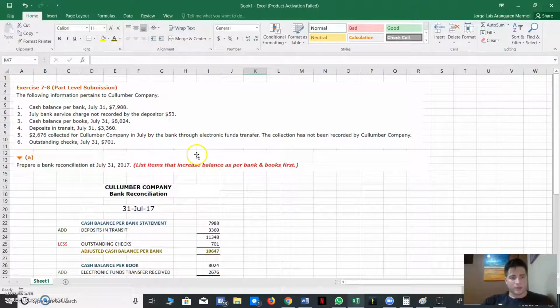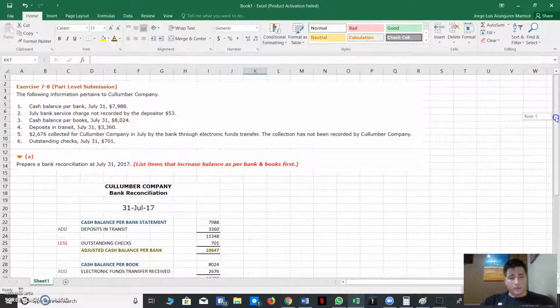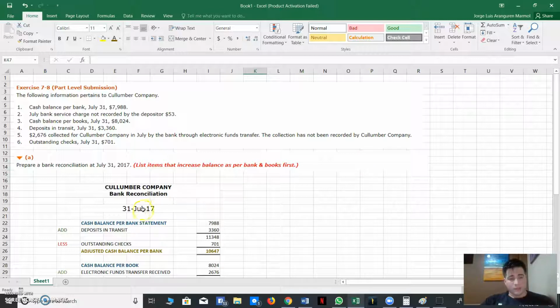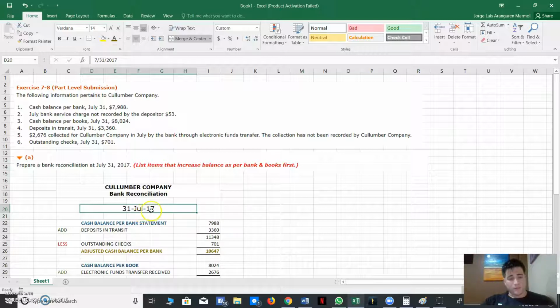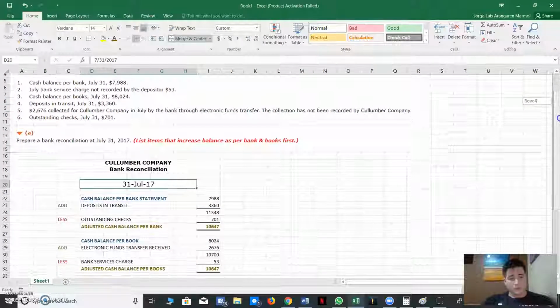Okay, so we're going to solve exercise number 8 in chapter number 7. In this exercise we're supposed to prepare a bank reconciliation for Cullumber Company. The first thing that we need to be aware of is the name of the company, the type of document that we're preparing, the bank reconciliation, and the date, 31 July of year 2017. Here we have the following information, a list of 6 types of transactions that we will use in order to prepare the bank reconciliation.